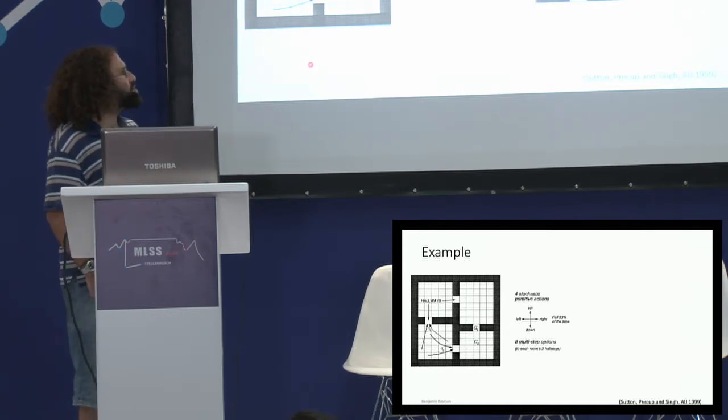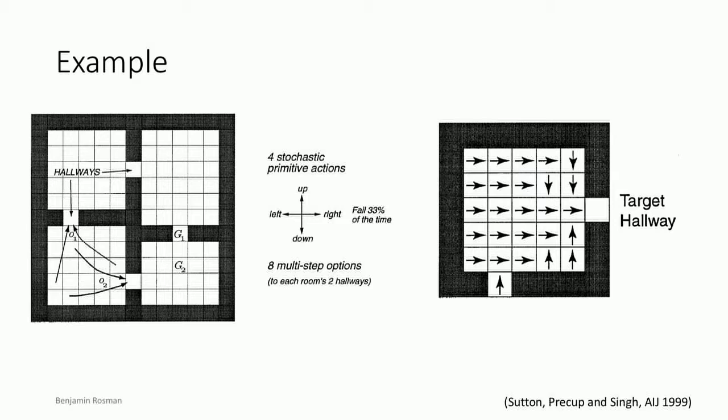And then obviously your options would look something like this. So the option for this top left room to get to the door in the middle is going to be this vector field. If we follow those arrows, that's going to be executing this option. So we can run it from anywhere in this room, and it'll be this policy that takes us to that target hallway.